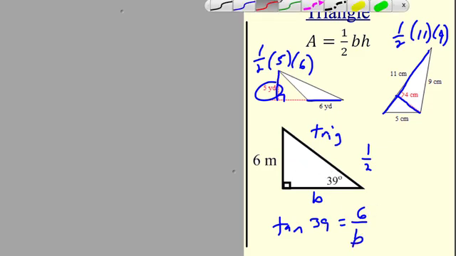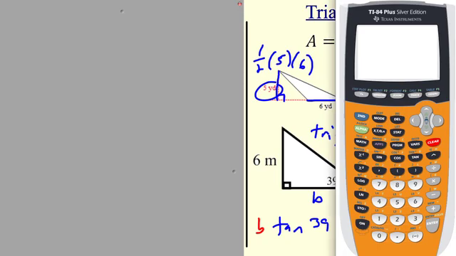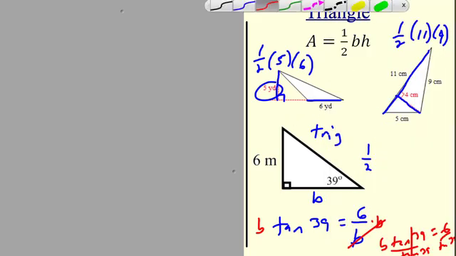Let's go ahead and finish that one out. We're going to solve for B. So what do we do? We times both sides by B. So they cancel. And then we get B tangent 39 equals 6. So what do we have to do? Divide by tangent 39. Divide both sides by tangent 39. That'll give you B. Let's just kind of have some closure here. 6 divided by tangent 39. Always double check your mode. Am I in the right mode? Yes, I'm in degrees, so I'm cool. And that should give me my base, which is 7.409.